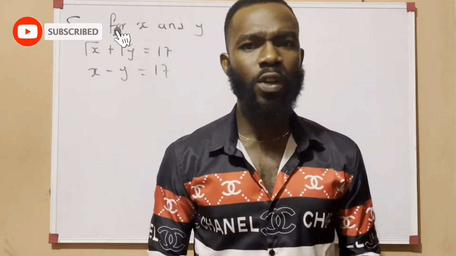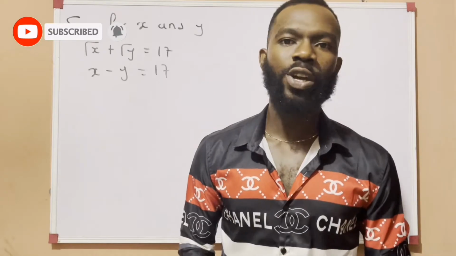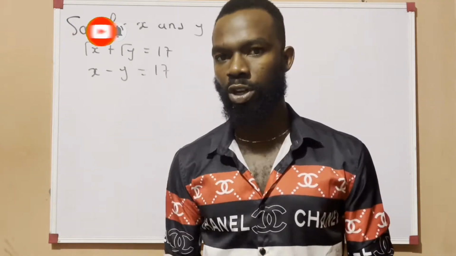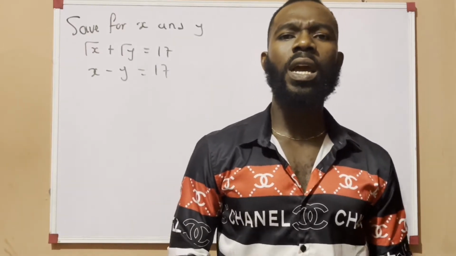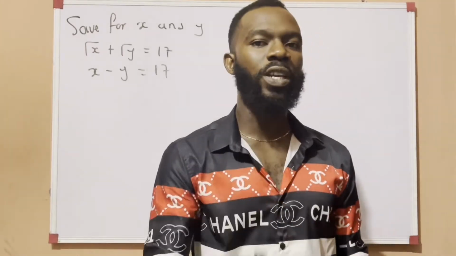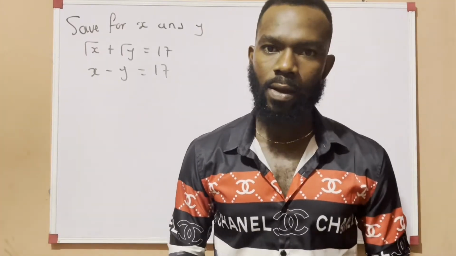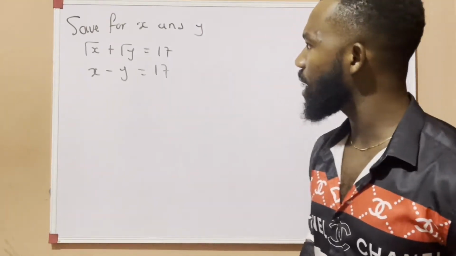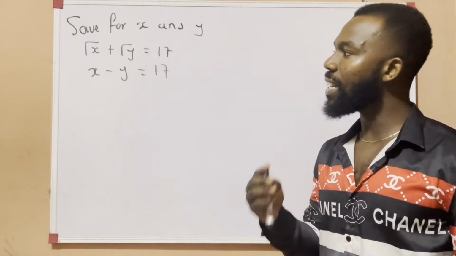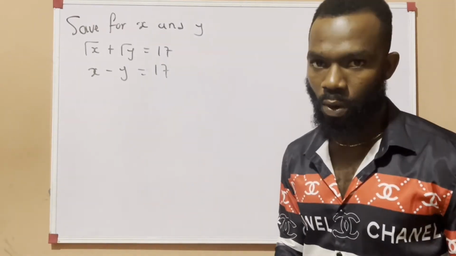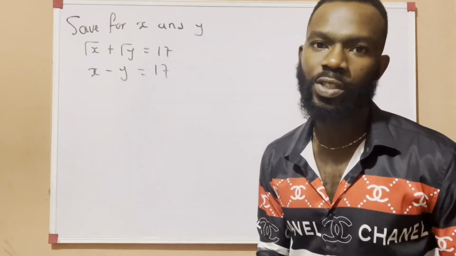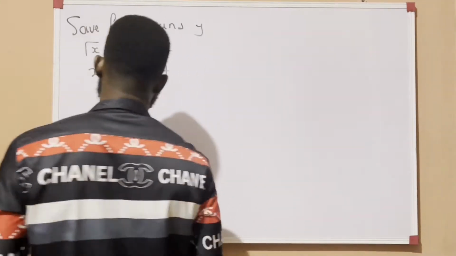And today we have a question from simultaneous equations, also including radical equations because of the root sign that we have, and we are going to be seeing how we can solve problems like this. The question says, if x plus root y equals 17 and x minus y equals 17, we should solve for x and y. Now, how can we solve a question like this? This is what you do.